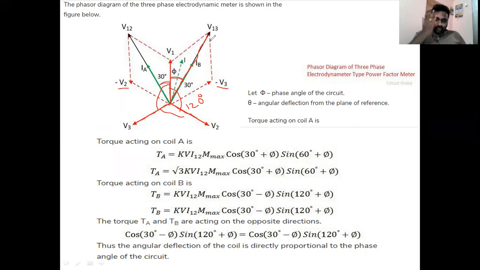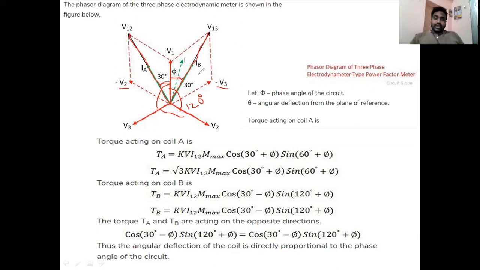Coil B of the moving coil, or coil B of the particular plane B of the moving coil. IA is nothing but the current flowing through the plane A of the moving coil, where the voltage produced is V12. That means V12 is in phase with respect to IA and V13 is in phase with respect to IB. So that is about the phasor analysis.